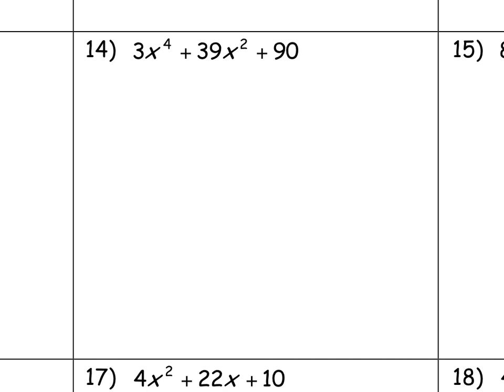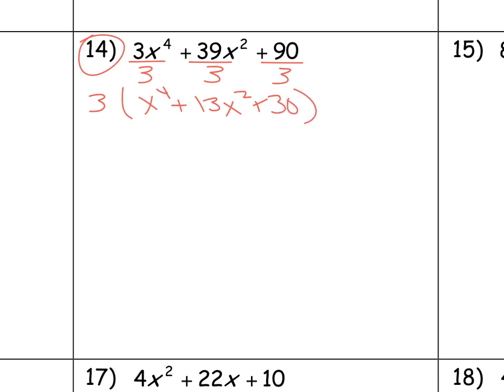So let's take a look at 14, and then very quickly I will take a look at 15 with you. All right, so for number 14, again, we have to check. Is there a GCF? Let's see. Yep, they all share a 3. Let's factor out the 3. Okay, I'm left with x to the 4th plus 13x squared plus 30.